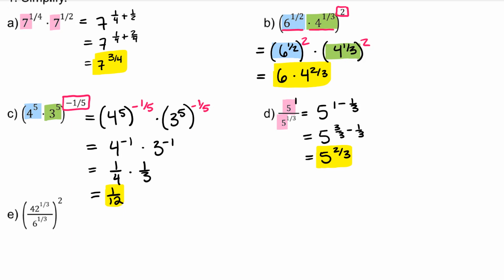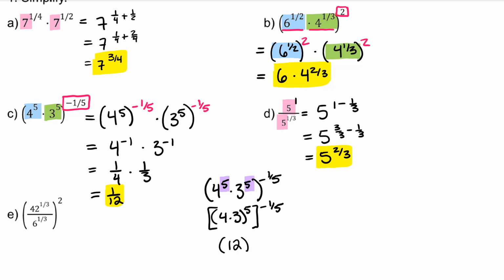As I'm looking at part E, I noticed that I could have solved part C slightly differently. The product inside does not have the same base, but it does have the same power. So you could rewrite this product as 4 times 3, all of it to the power of 5. 5 times negative 1/5 would be negative 1, and 4 times 3 would be 12. So your result would still be 1 over 12.